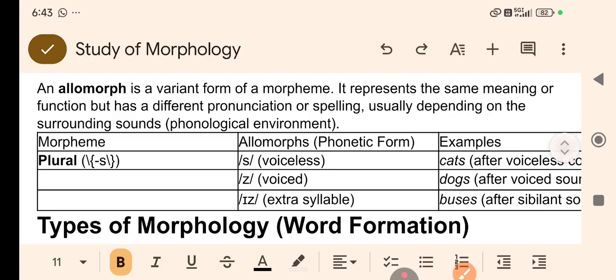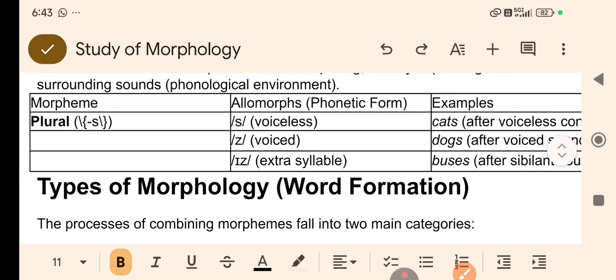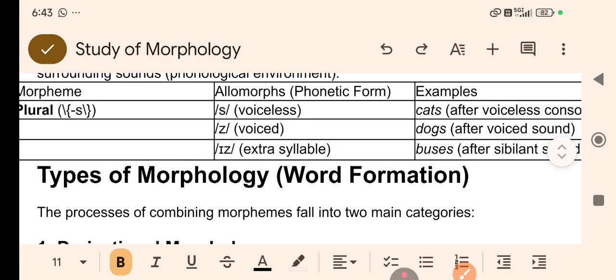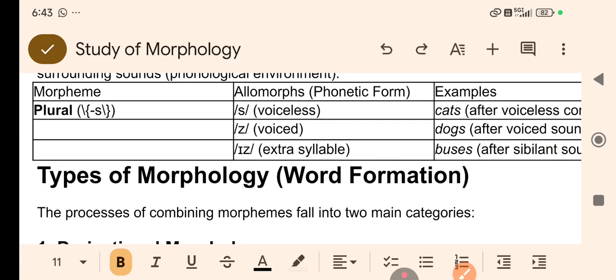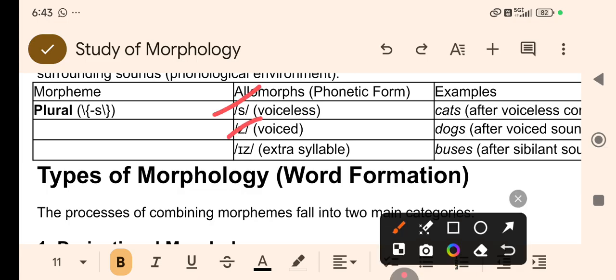An allomorph is a variant form of a morpheme. It represents the same meaning or function but has a different pronunciation or spelling. Sometimes pronunciation changes, sometimes spelling changes. The best examples always given of allomorphs are the s, voiceless and voiced sound, or an extra syllable, right? These are the allomorphs, phonetic forms. Example: cats, dogs, buses. Whenever we make a plural, we put s.